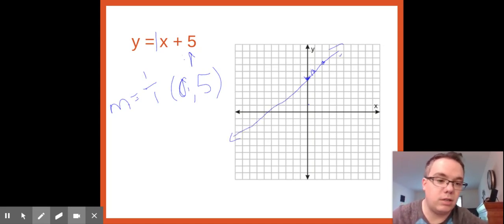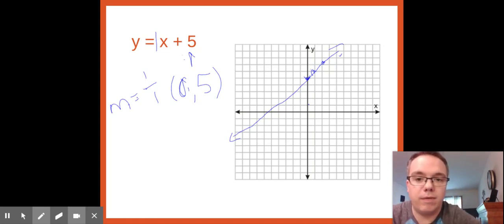You really use a straight edge to make your line, but there we go. So I have my b was 0, 5, so I started at 0, 5, went up 1 over 1.